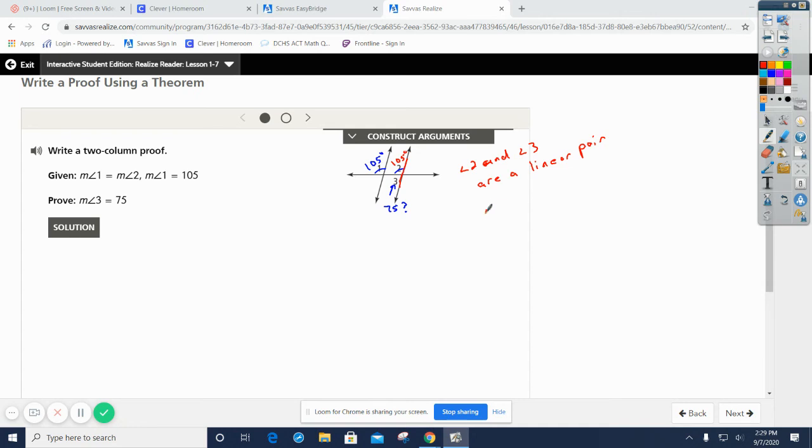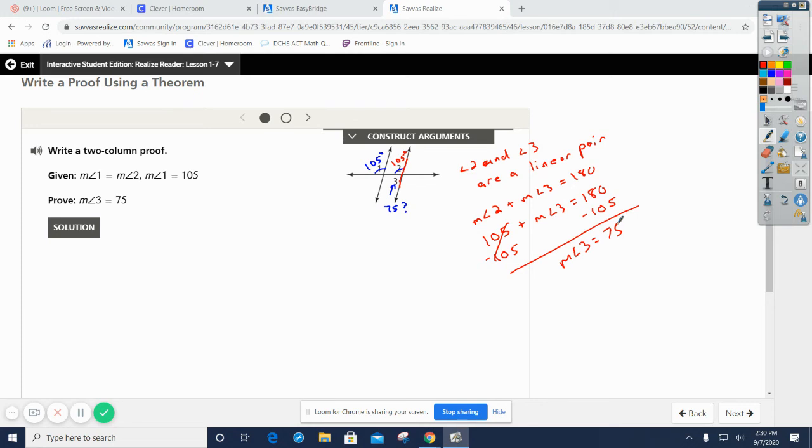So the measure of angle 2 plus the measure of angle 3 equals 180. And what do we know that angle 2 is? We said it's 105. So I'm going to substitute 105 in for angle 2. And if I want to figure out what angle 3 is, I'm just going to subtract. I'm going to solve this little equation I've got started here. So that's going to cancel. So the measure of angle 3 equals 75.